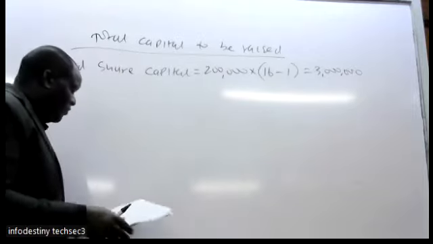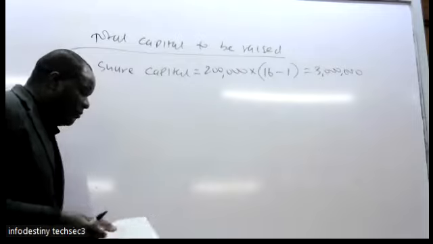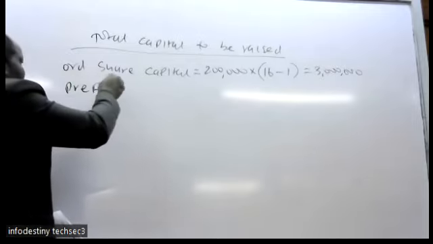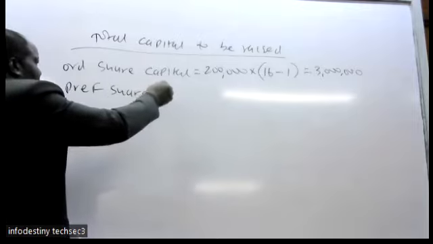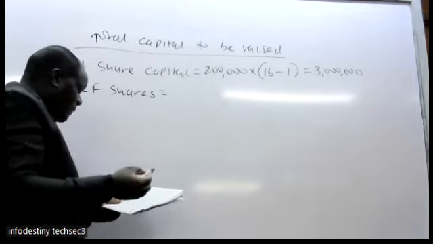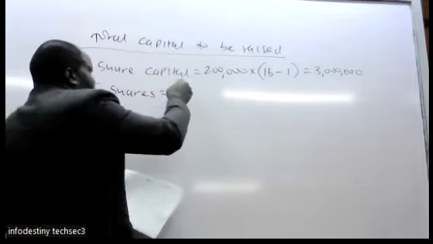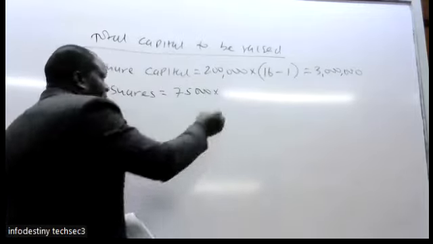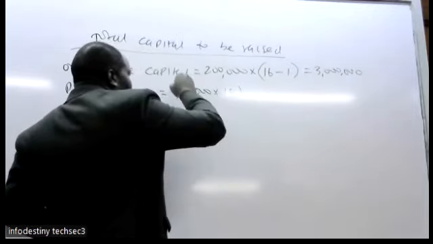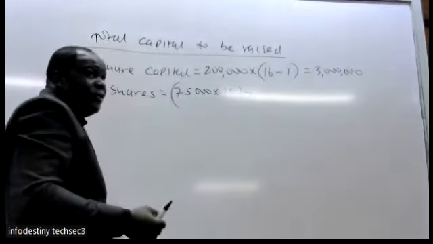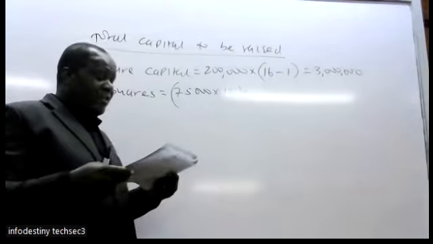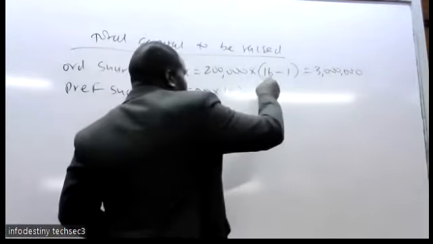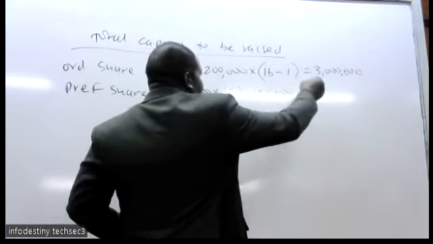So we also now factor in note number two, the preference shares. For the preference shares, you simply take 75,000 and multiply by 18. Flotation costs were given separately in total. They gave you 150,000, so subtract 150,000 from that figure.